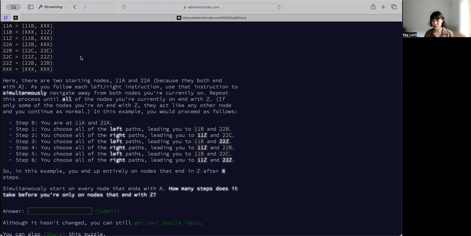11A, 22A. Choose all the left paths. You choose all the right paths. Oh, see, they don't multiply out. Well, that's good.